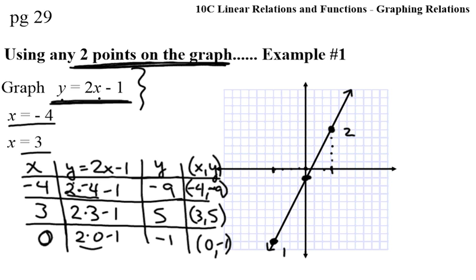2 points is technically all you need. 3 or more points just confirms that you have the right line. So that's one way to make a graph.